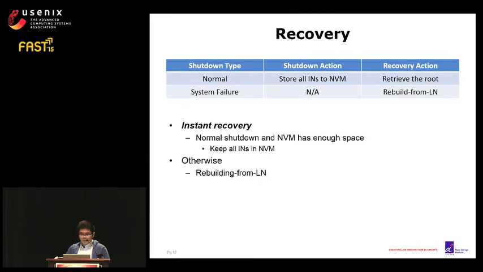However, if we find the previous shutdown was a system failure, we know the internal node information is not available. So we simply perform a rebuild from leaf node to reconstruct all the internal nodes. We can do this because leaf nodes are always consistent, and the head address of the leaf node list is always kept at a fixed position in NVM, so we can always retrieve it after reboot.